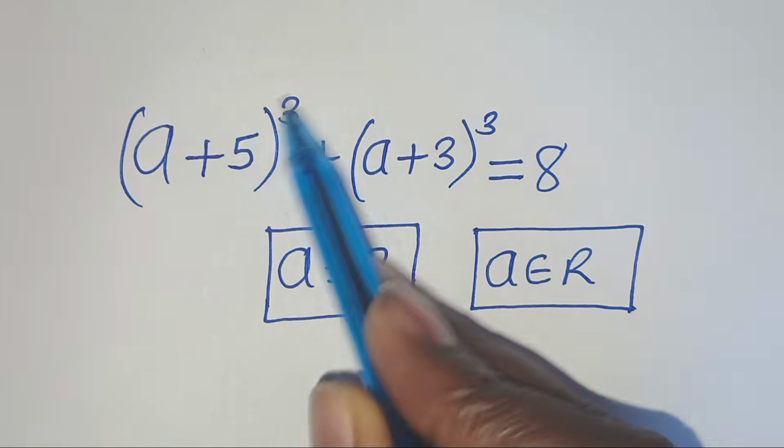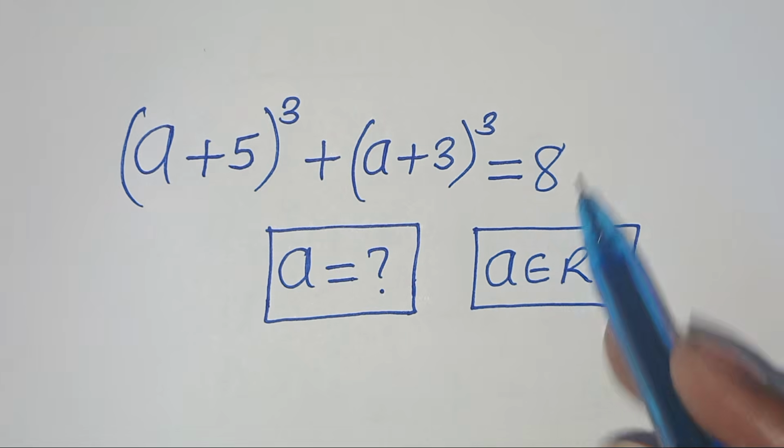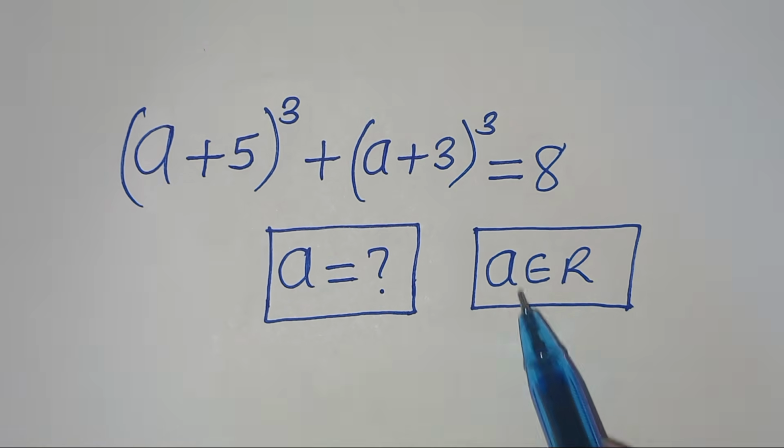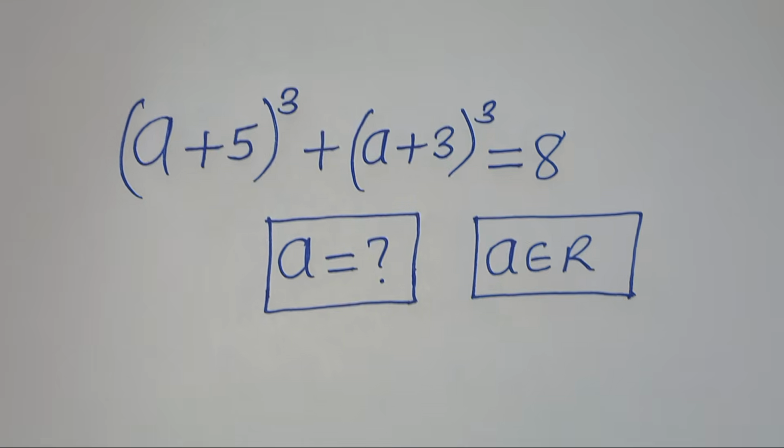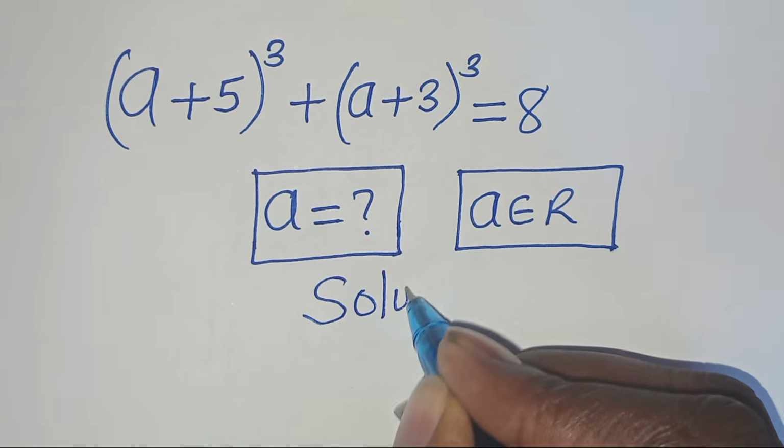(a plus 5) to the power of 3 plus (a plus 3) to the power of 3 is equal to 8. So what is the value of a, given that a is an element of the real numbers? Now let's provide a solution from here.